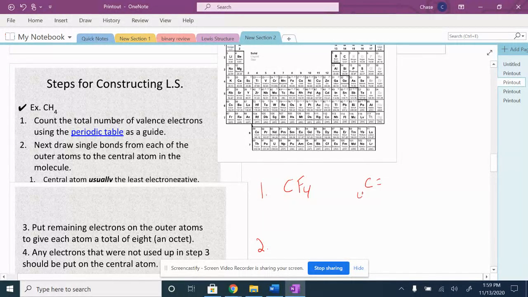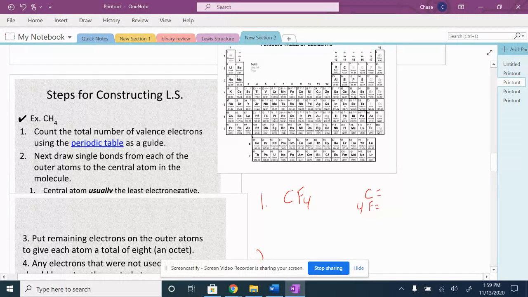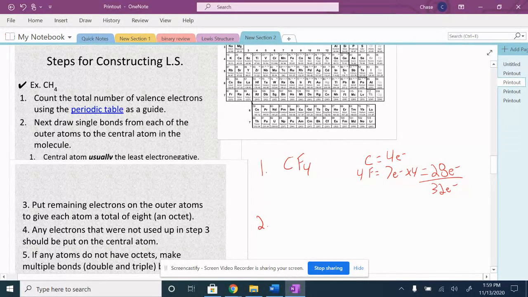So step number 1 for constructing a Lewis structure is we need to find out how many valence electrons each atom is going to bring to the molecule. And we do that by looking at what group it is on the periodic table. So carbon is in group 4A, so it's going to bring 4 electrons. Fluorine is in group 7A, so it's going to bring 7 electrons. And we need to multiply that by 4 because I have 4 fluorines in my compound. So I have 28 electrons from my 4 fluorines and 4 from my carbon for 32 electrons total. So that's my first step.